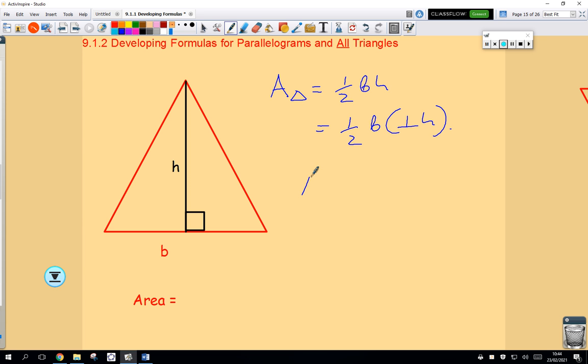Area of every triangle is just half of the area of its corresponding parallelogram. Another way to say that is, if I double the area of a triangle, I get the area of its corresponding parallelogram. Okay? Because every triangle is half of a parallelogram. So getting used to these formulas is really important.